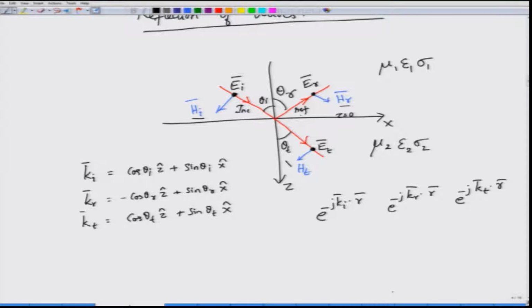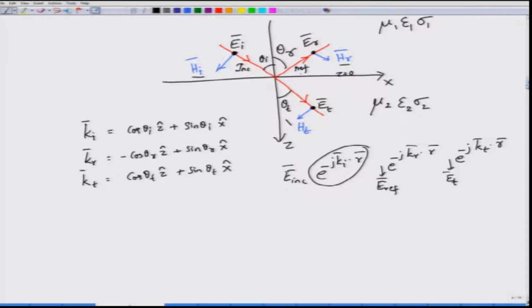That is, the incident wave will be described by the electric field E incidence and this phase factor. This is the reflected wave, so it is E ref into this one, and this is the transmitted wave, which is E transmitted times e to the power minus j k t dot r. So these are the phase factors that we have to attach to the plane waves. Okay. What can we write about Hi?